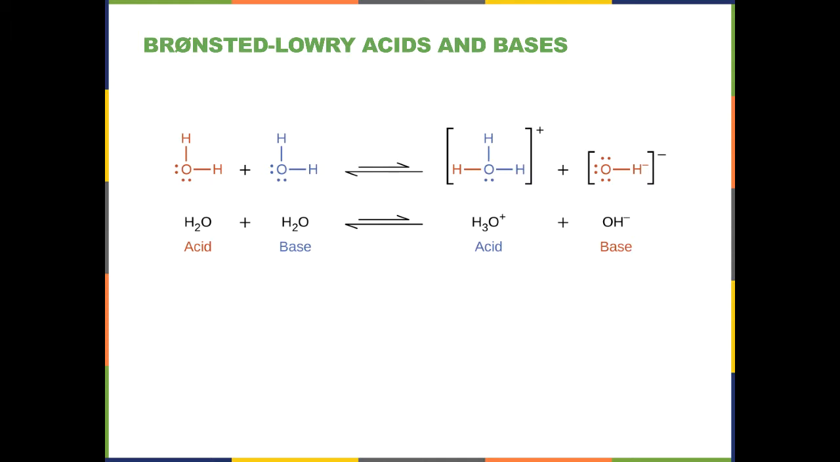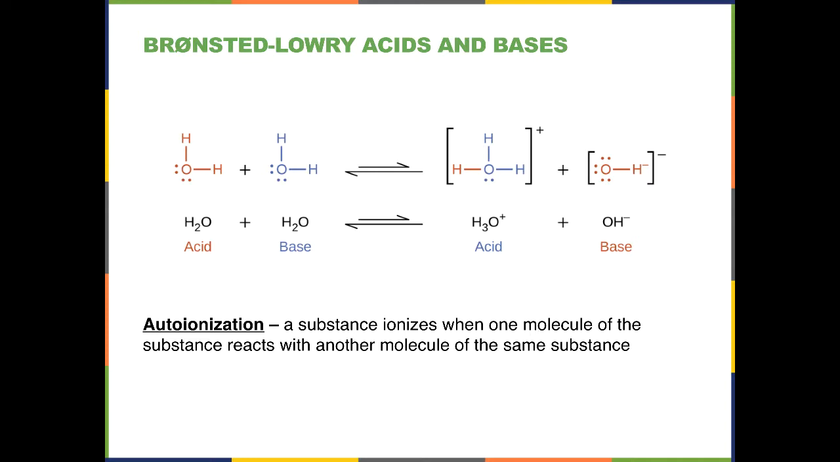Now water itself will ionize, and here's what you see. It's called autoionization. This is when a substance ionizes and one molecule of the substance reacts with another molecule of the same substance, forming a hydronium ion and a hydroxide ion base. Now in this situation, because on the reactant side the concentrations are both 1, the equilibrium constant for this is just the product of the two products, that is the hydronium ion concentration times the concentration of the hydroxide ion.